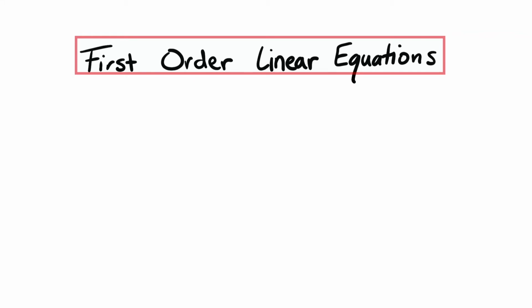Before we start the upcoming problems, let's quickly review what a first-order linear equation looks like. A first-order linear equation is one in which the highest power of the derivative is the first power. That corresponds to our first order. And the linear aspect is that our dependent variable, in this case our y, and our derivative of y with respect to x, both of those are to the first power.